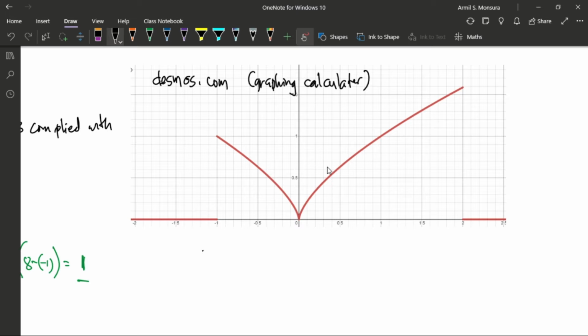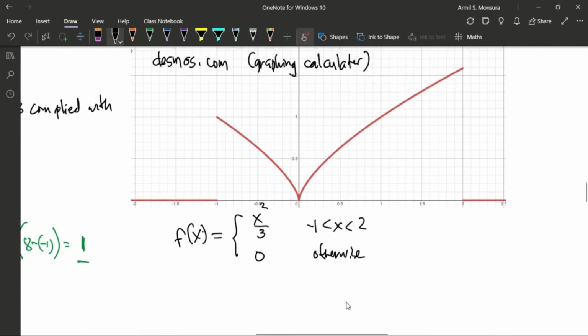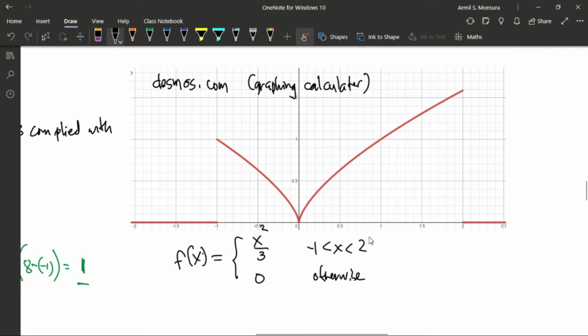Okay. Then how do you graph the given f of x? So the given f of x is x squared over 3 for x greater than -1 and less than 2, and 0 otherwise. Okay? So this is how you graph it in Desmos. So ito yung interface.